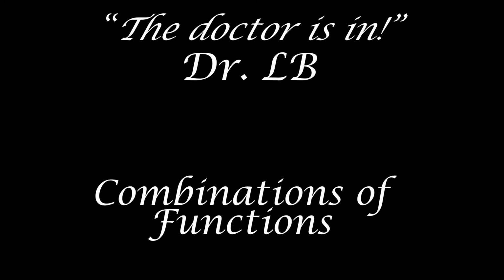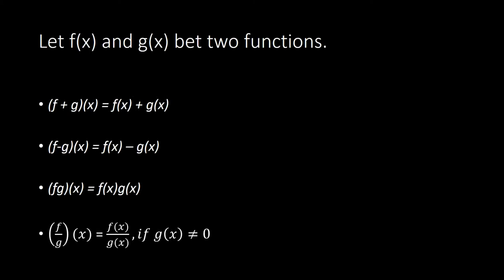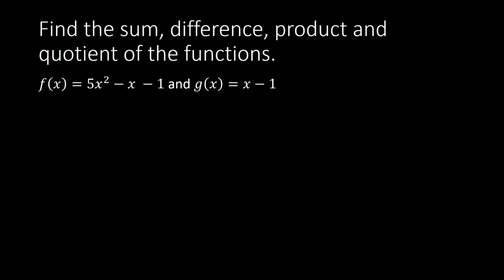Today, let's take a look at combination of functions. So, if you have a function f of x and a function g of x, then you can find the sum of those two by adding f of x and g of x. You can find the difference by f of x minus g of x. You can find the product by f of x times g of x, and you can find the quotient f of x divided by g of x as long as g of x is not 0.